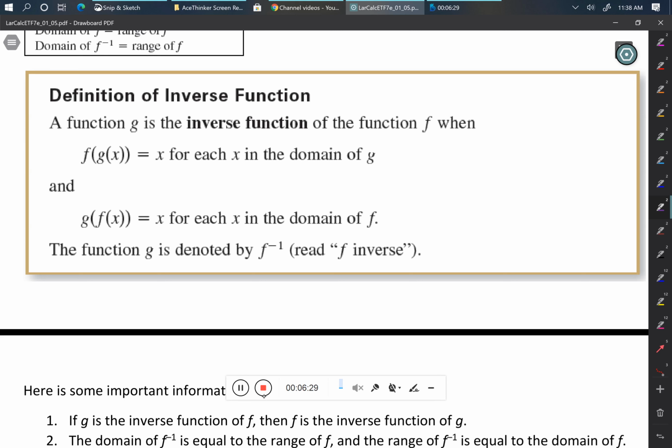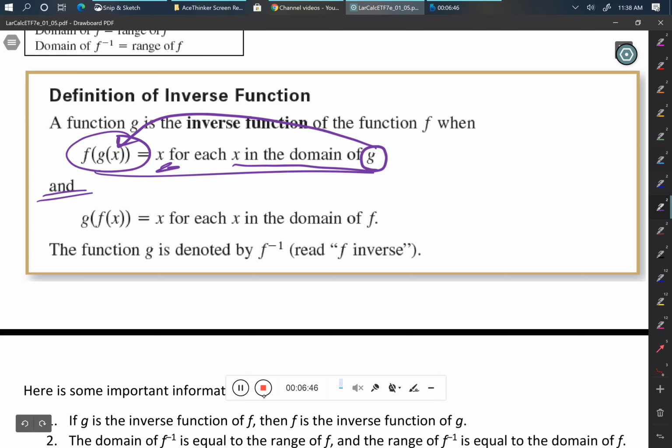So what are we looking at here? We're looking at a definition. And what does it say? It says that if you do this, you should get back to x for any x that is in the domain of g. Now remember, the g is the inside function here. But there's an "and" here. So this must be true, as well as this must be true. And this says do the functions in the other order, so that x is in the domain of f.